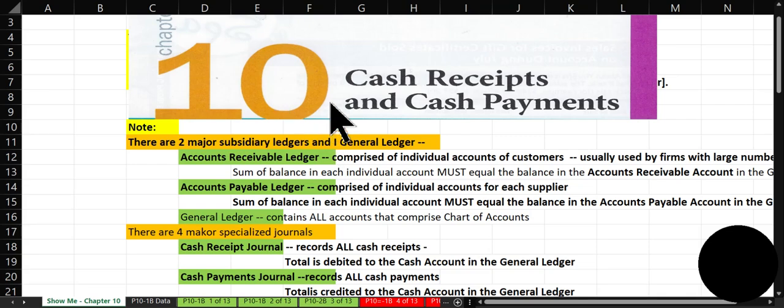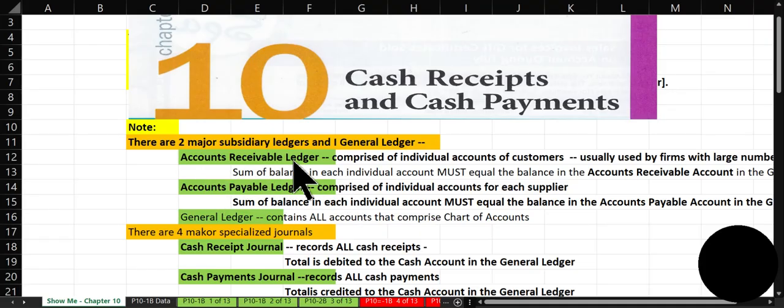Recall in previous chapters that we discussed the importance of internal control, and this is also an attempt to improve efficiency. So, what exactly are we supposed to do with each of these specialized journals? Well, first of all, let's remind ourselves of the subsidiary ledgers.